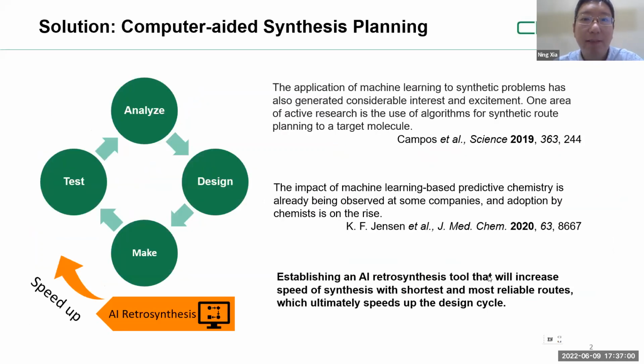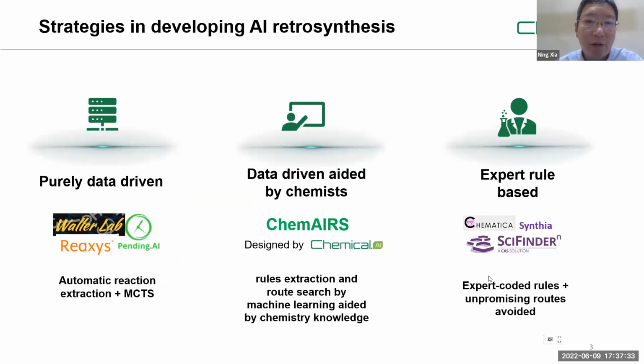To increase synthesis efficiency, a lot of computer-aided synthesis planning tools have already been commercialized and are used by big pharmaceutical companies. You may have heard of some of them. They help chemists quickly find the shortest and most feasible routes, which will surely speed up the design, make, test, analyze cycle. And now in the market, there are currently 3 different approaches to achieve synthesis planning.